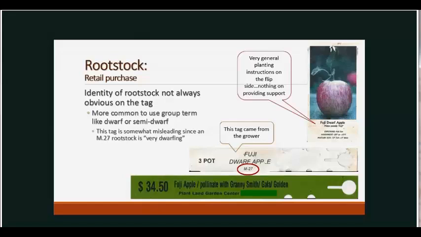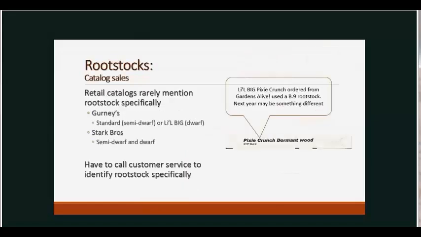So when you're looking at trees in a garden center, look at all of the tags and see if you can identify that little area where I've circled where they have told you what the rootstock is. It's usually somewhere. Now this is a tag off of a tree that was ordered from one of the catalogs. Again, retail catalogs rarely mention rootstocks specifically. I recently looked to see what Gurney's did, and they call their semi-dwarf trees standard. Their dwarf trees they call little big.